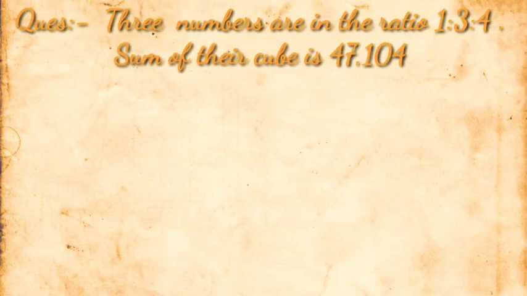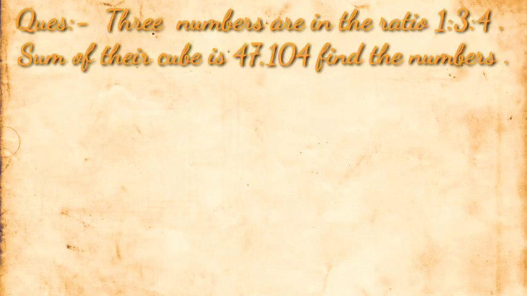Students, in the same way we can find out the cube root of different numbers. In the question they had given 3 numbers in the ratio 1:3:4. The ratio of the numbers is given, and the sum of their cubes is 47,104. We have to find out the numbers.